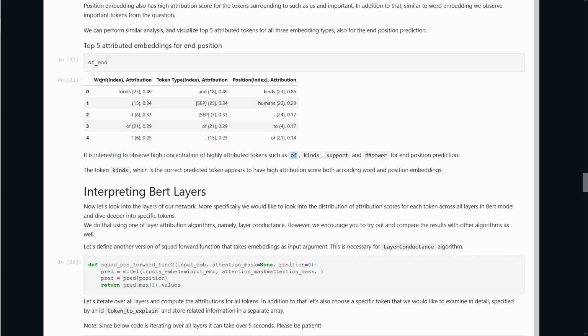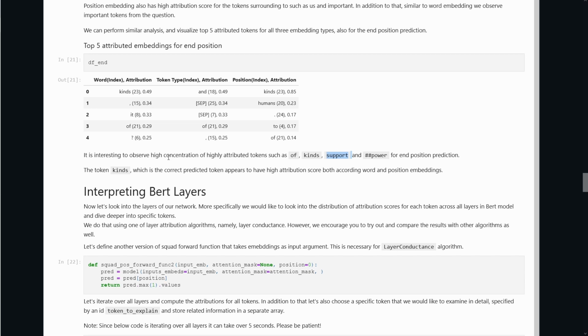Now, the token "off" is just position 4. Token "off" is here also position 4. Token "off" is here position 5. A high concentration of highly attributed token. I don't see it with "off". Kinds, yeah, this is the correct answer, okay.